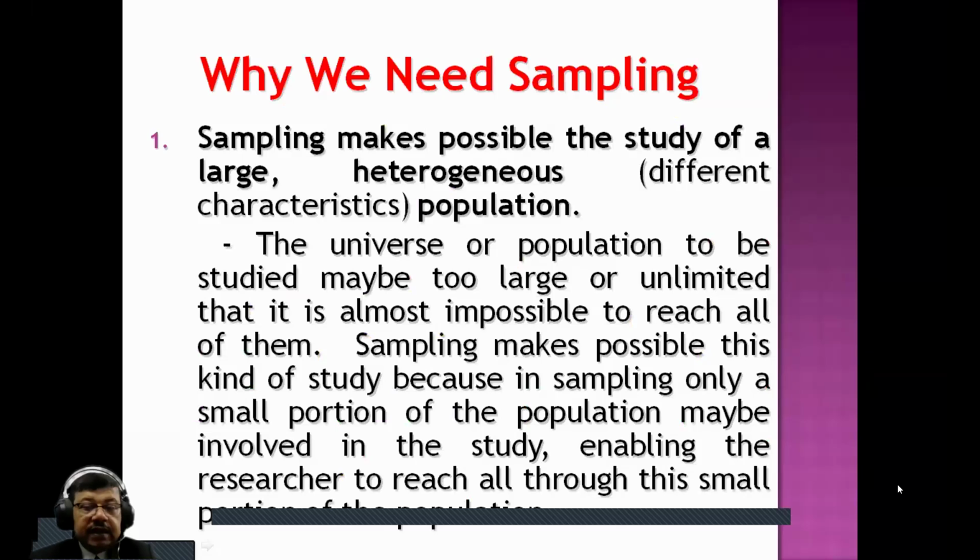Now, obviously, it is required to understand why we need sampling. Sampling actually makes possible the study of a large, heterogeneous population with different characteristics. The universe or population to be studied may be too large or unlimited, so that it is almost impossible to reach all of them. Sampling makes this kind of study possible because only a small portion of the population is involved, enabling the researcher to reach all through this small proportion of the population.